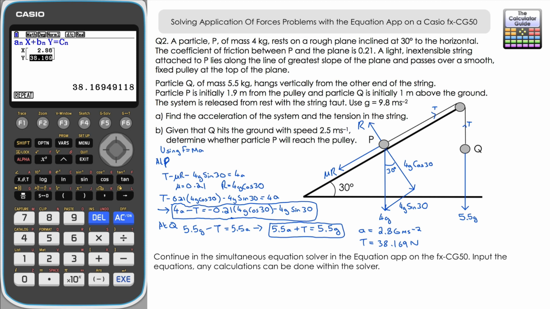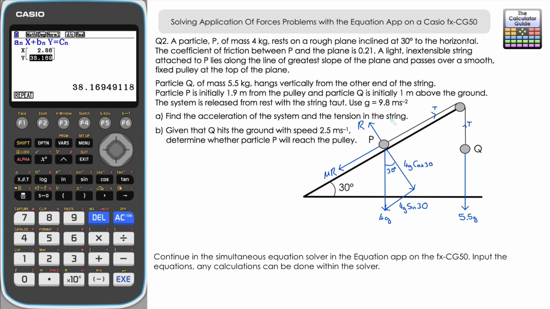So we're going to have a look at part B now, and I'm just going to erase the working space here, so we've got a little bit more space to write the working out for part B. Given that Q hits the ground with a speed of 2.5 meters per second, determine whether particle P will reach the pulley. Okay, so let's just work out what's going on with P.